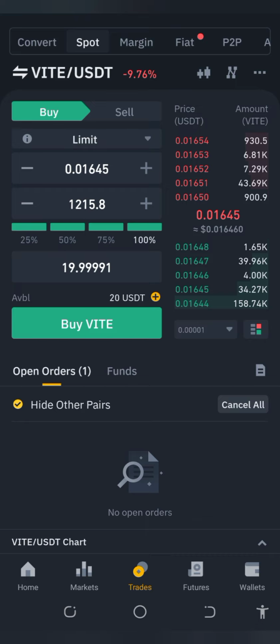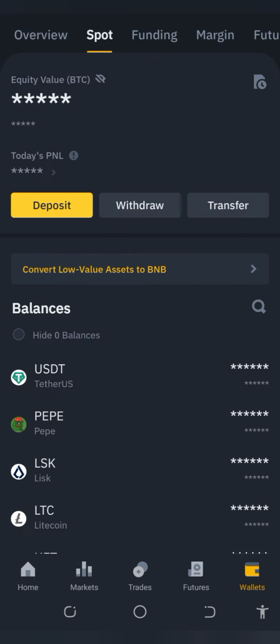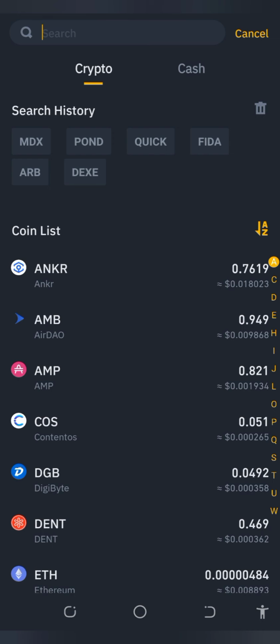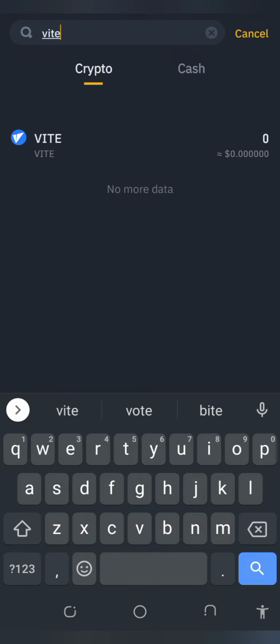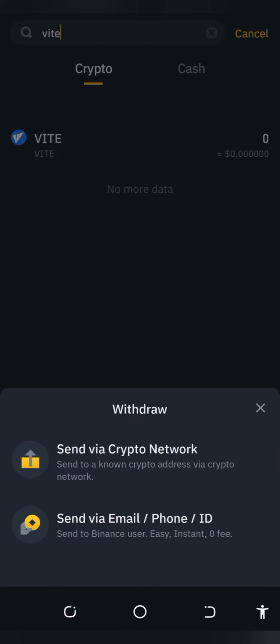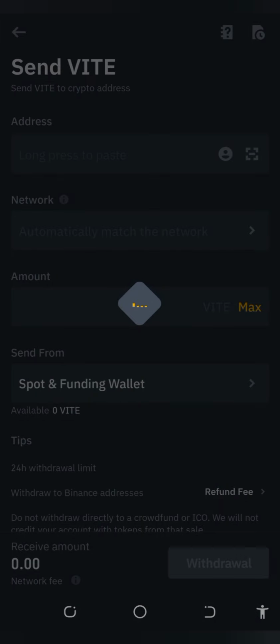If I pick up the entire thing, I won't be able to sell it completely over there for profit. So let's go with half of that. But before I do, let's see the withdrawals and the deposits and see whether this can work or not. So let's check out the withdrawal. All right, so let's search for VITE and see what the withdrawal network is going to be.